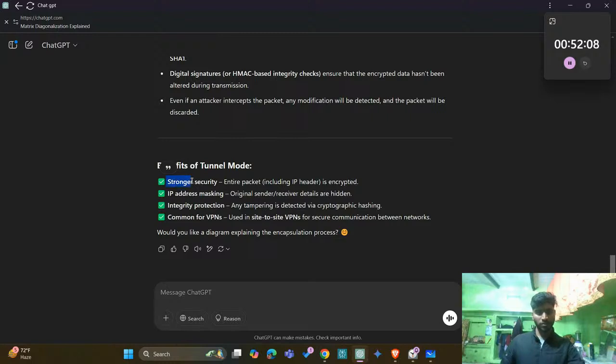Transport mode, storage security, IP address masking, integrated protocol, common for VPNs.